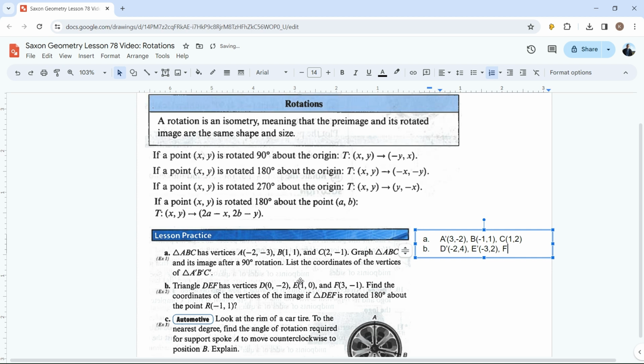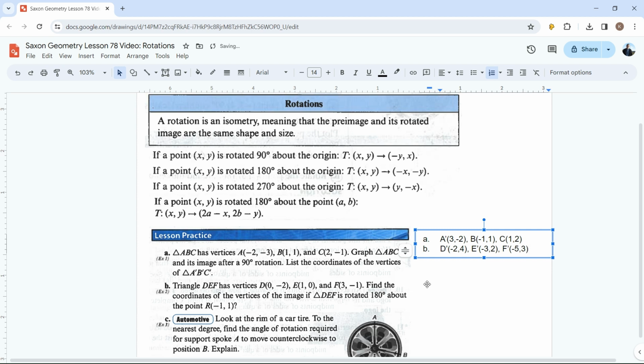And then for F, the image point is going to be, let's see, 2 times negative 1 is negative 2, minus 3 is negative 5, comma. And then for the second coordinate, 2 times 1 is 2, minus negative 1. Well, that's 2 plus 1, so 3.